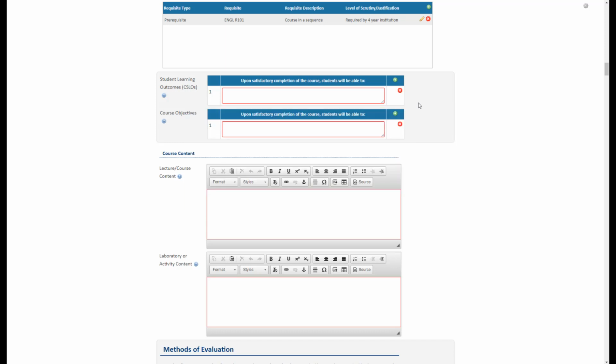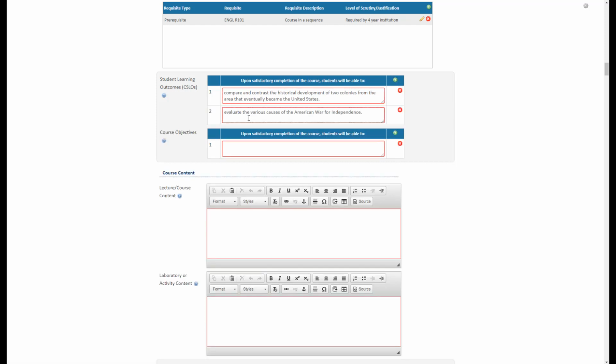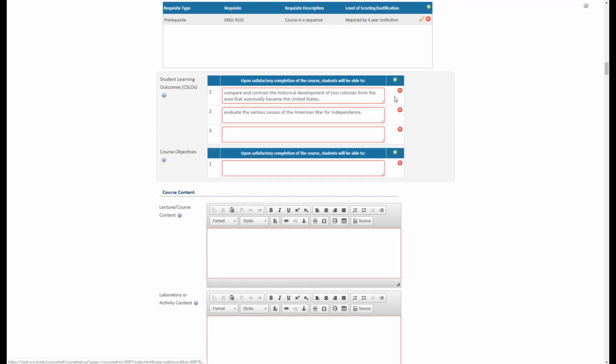So the first SLO for a United States history course will be, upon satisfactory completion of the course, students will be able to compare and contrast the historical development of two colonies from the area that eventually became the United States. And to add a second one, we'll press the green button. And our second SLO will be evaluate the various causes of the American War for Independence. And again, you can add more rows and remove them with the red X.